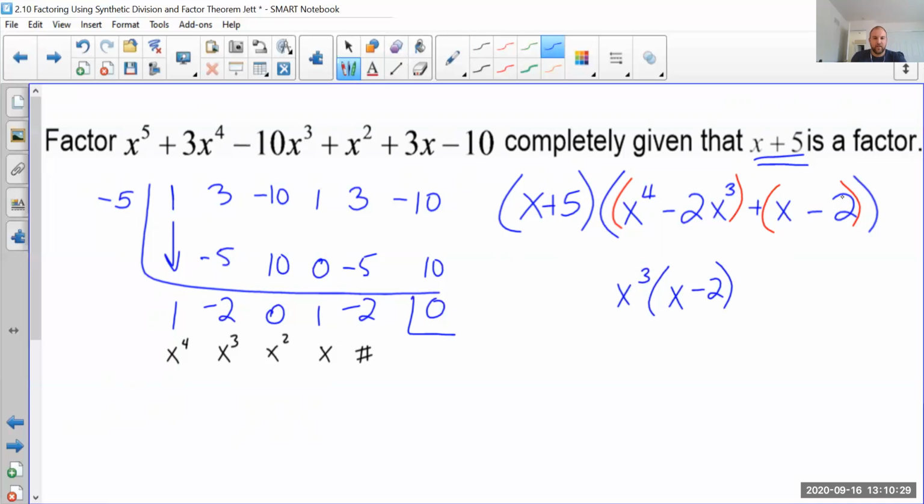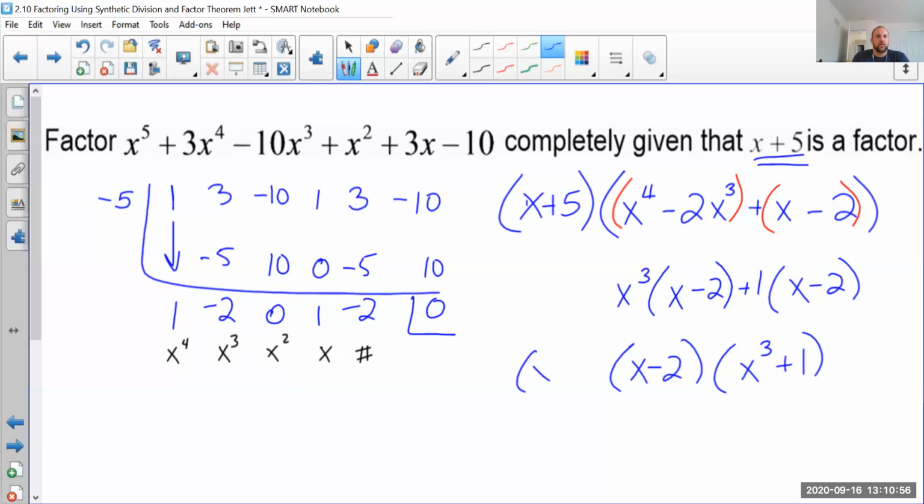Can I take anything out of this x minus 2? No, I'm going to put a 1 here just so I see that as a placeholder. It'll help you not forget to put that 1 in. So I'm going to pull out just a positive 1, which is basically nothing, but I'm going to put it there just so I can see what's going on. So that leaves me with x minus 2 times x cubed plus 1. And then I still have my x plus 5 at the beginning.